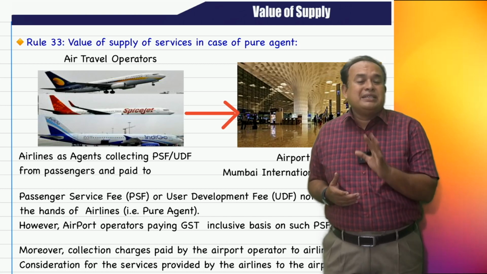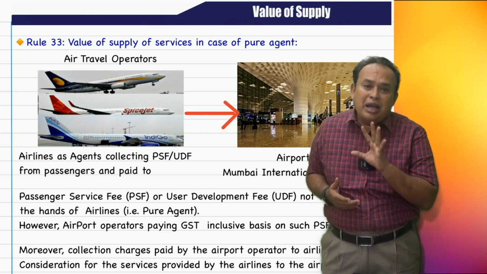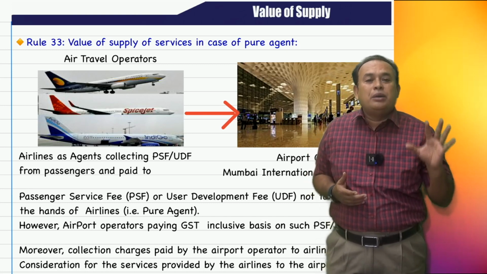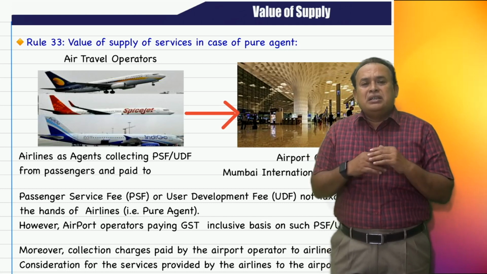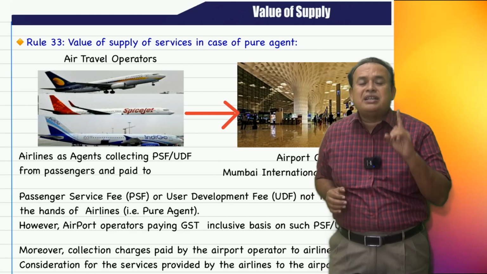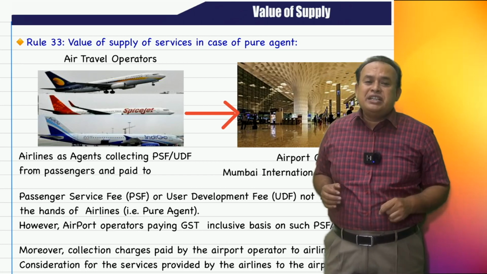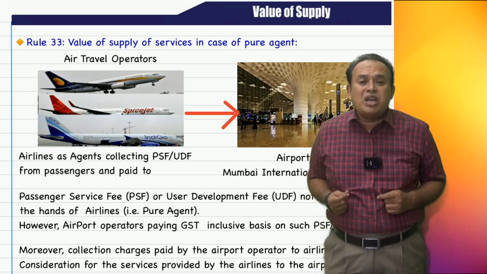Rule number 33 says that if it is a pure agent expenditure, it should not be added in the value of taxable supply. The balance only is the taxable supply. Here, 2,50,000. Eliminate 2 lakh rupees from the value. The balance 50,000 is a taxable supply. So the C&F agent is liable to pay GST only on rupees 50,000, not on 2,50,000.